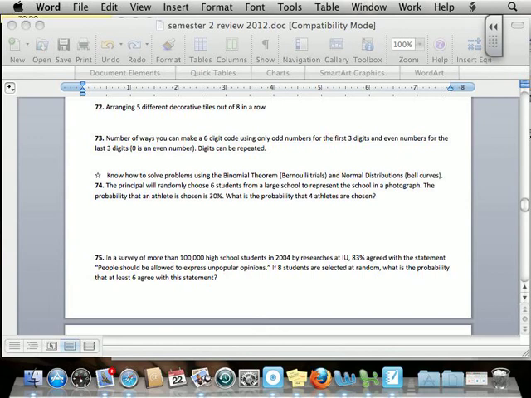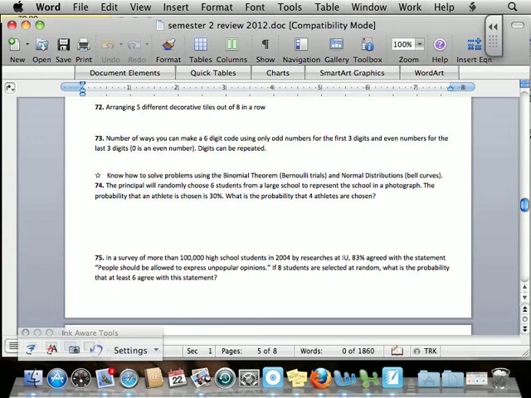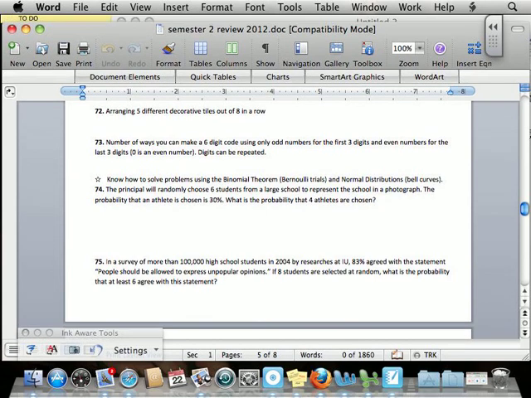Okay, so we are going over our semester 2 review. The question is number 74. The principal will randomly choose 6 students from a large school to represent the school in a photograph. The probability that an athlete is chosen is 30%. What's the probability that 4 athletes are chosen? All right, so let me copy this over.